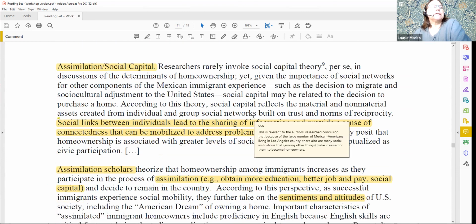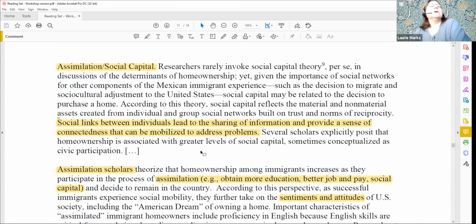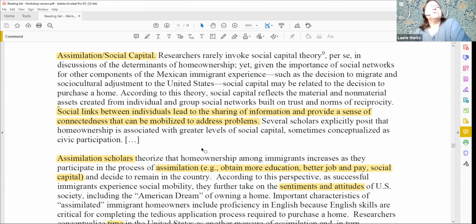Okay, let's go on to the next one. This is a big one here. Assimilation and social capital. So first, it's important that you understand what social capital is.